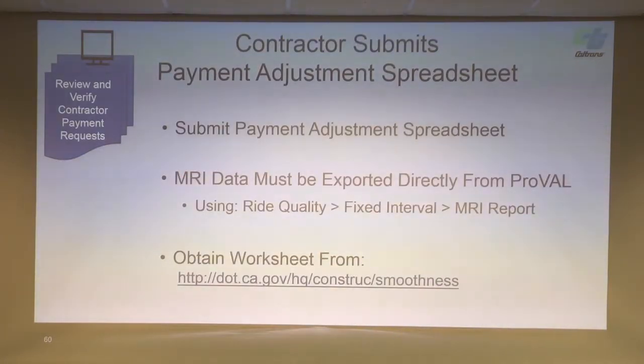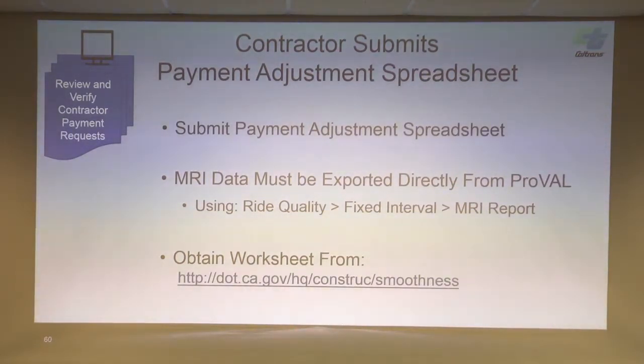Okay, so the payment adjustment spreadsheet. The specs require the payment adjustment spreadsheet, and this basically requires the MRI data to be pulled directly out of ProVAL. In ProVAL, when you run the MRI, there are a lot of different reports ProVAL will run. The one that we're going to be going into is called the Ride Quality Fixed Interval MRI Report. I didn't name it that. That's what a lot of people call it, but it's the buttons that you're clicking in succession to get to that actual report. It'll give you a table of all the MRI values: the beginning station, the end station, the segment length, and MRI value.